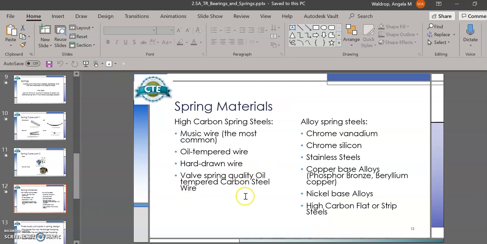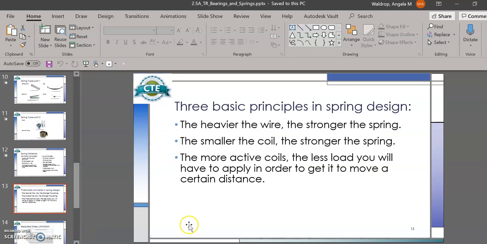Here you can see the various materials that are in the spring. Okay, what you need to know here is that the most commonly used material is music wire. Okay, this slide tells you basically how the springs operate. Springs that have a larger wire diameter are stronger. If you make springs that are smaller in diameter, outside diameter, they are also stronger. Also, the more coils that you have, the less force that you need to move it.